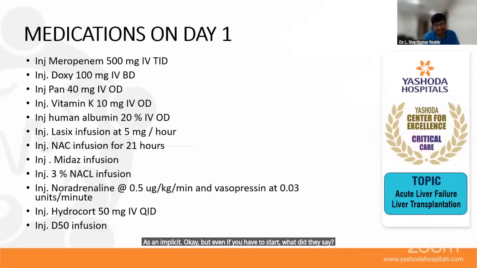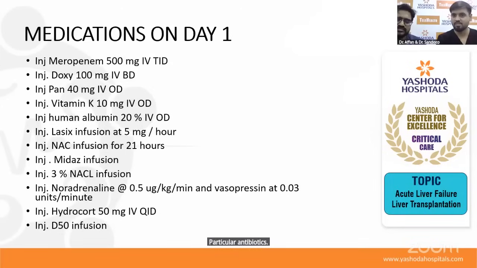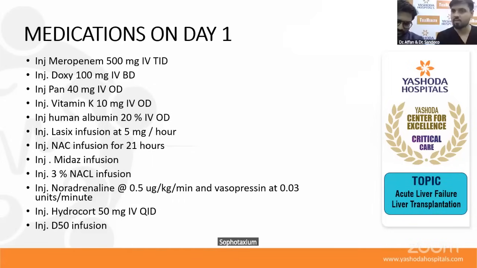Empirical antibiotics. Ceftriaxone, what they have mentioned. Ceftriaxone 1 gram BD they have mentioned, and cefotaxime as an alternative. They have not mentioned meropenem.